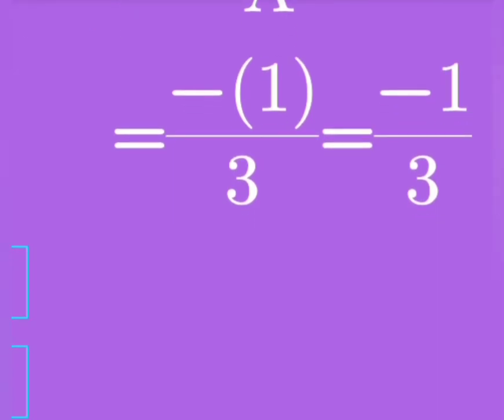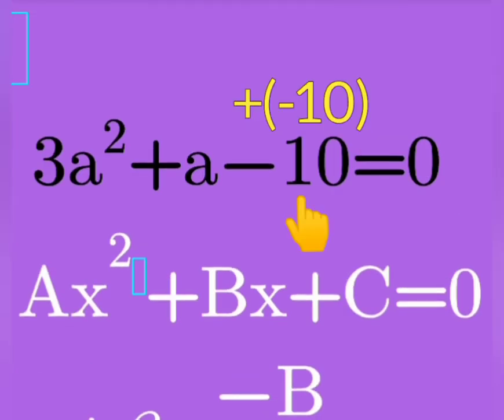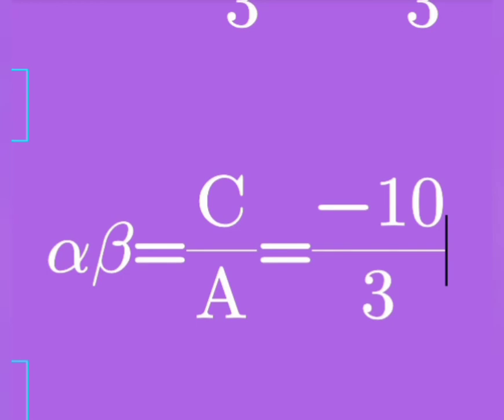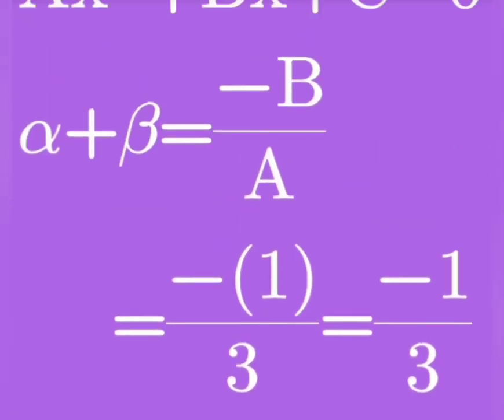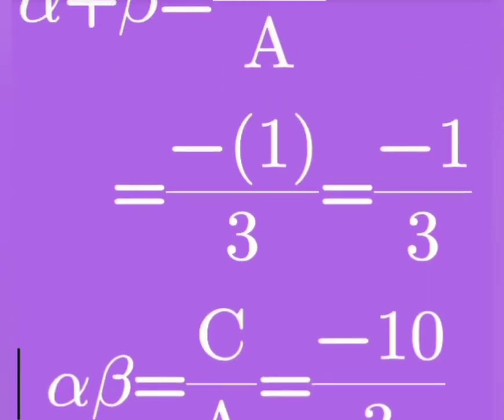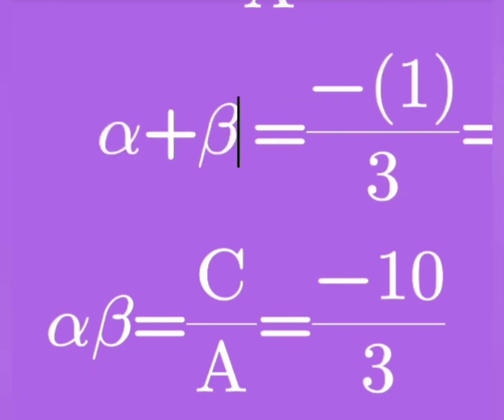Next we are going to find out the product of the roots. Alpha into beta is equal to capital C by capital A. Here in this sum the value of the constant term is minus 10. So we are substituting minus 10 for C, and the value of A is 3. Therefore the product of the roots is equal to minus 10 by 3 and the sum of the roots alpha plus beta is equal to minus 1 by 3.